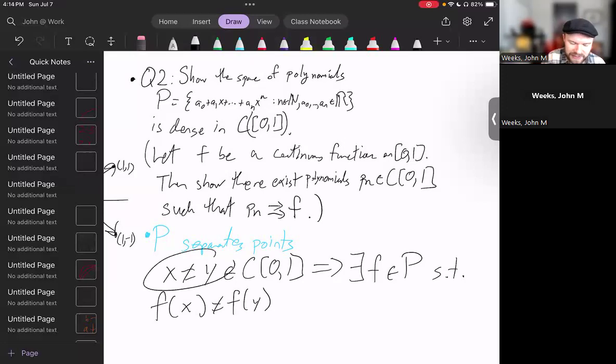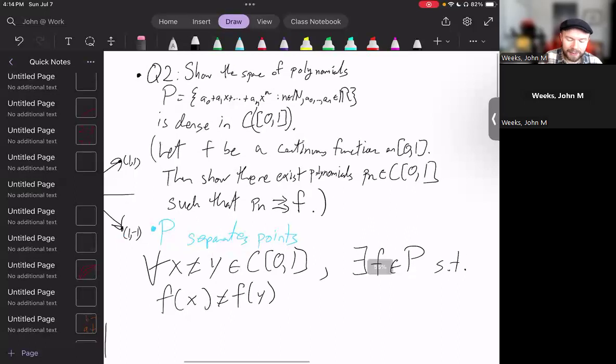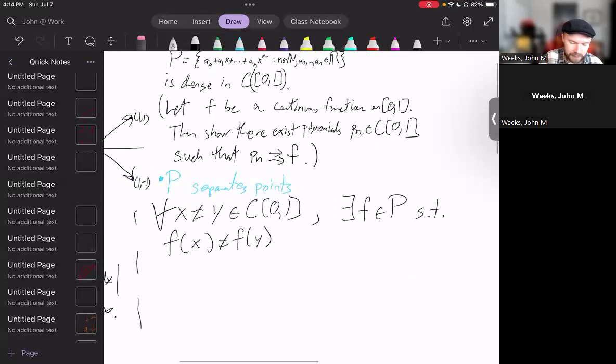Because you now know that this implication follows immediately regardless of the points x and y. So for all x not equal to y inside of this set, we want to show that there exists this function f such that f of x is not equal to f of y. Formally speaking, that's how we can think through this.